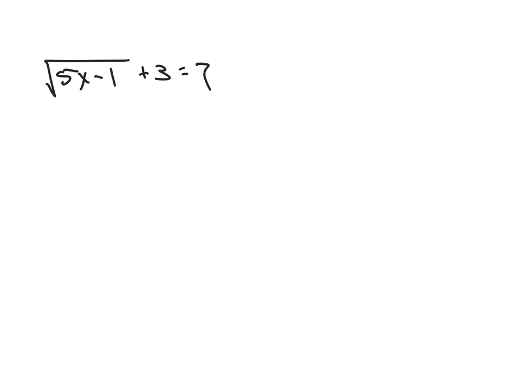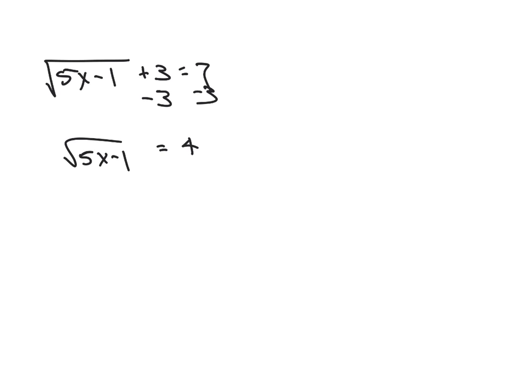This has something over here in addition to the radical. So when it has that, we do what's called isolating the radical. We get the radical on one side of the equal sign by itself, which means we have to get rid of that 3. All we have to do is subtract it from both sides. And now we have square root of 5x minus 1 equals 4.